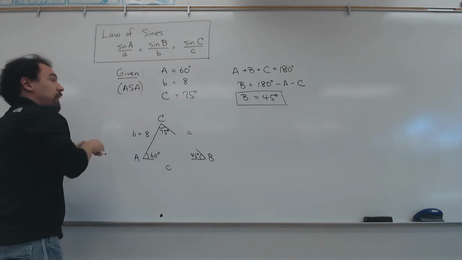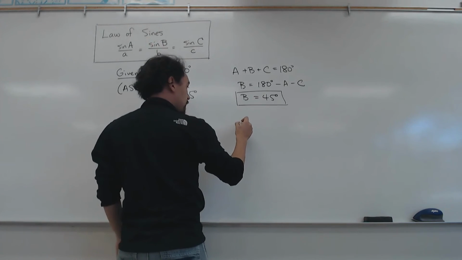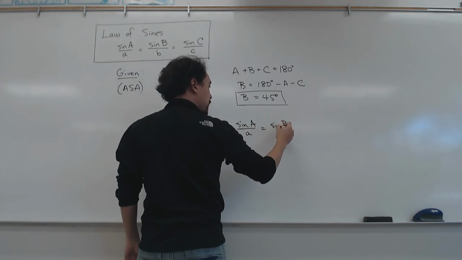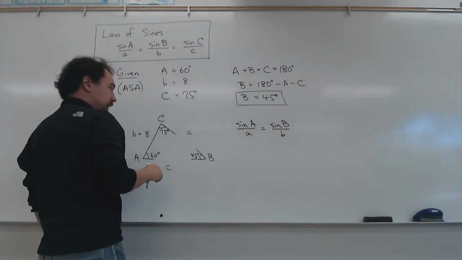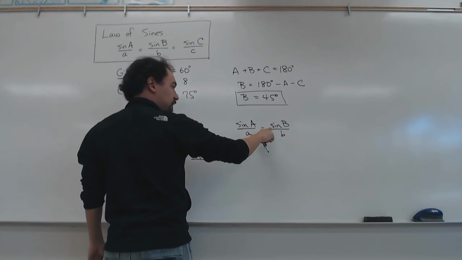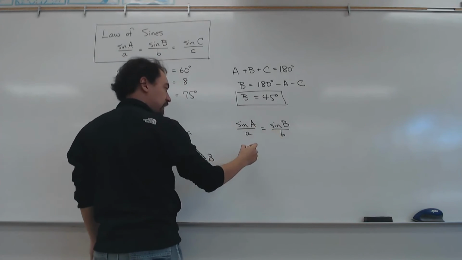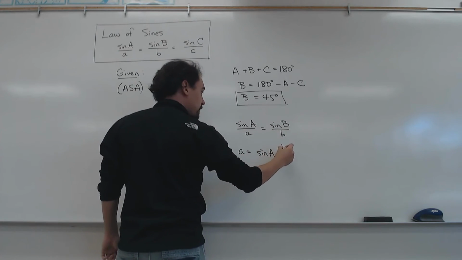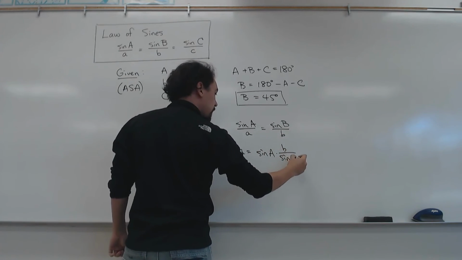First, we'll start with the left equality. So we'll say sine of angle A over lowercase a is sine of angle B over lowercase b. What are we trying to find? We're trying to find lowercase a. So why don't we solve for lowercase a? We'll multiply a to the other side, we'll multiply the reciprocal of this to the other side, and we'll end up with lowercase a is equal to sine of capital A times lowercase b over sine of capital B.